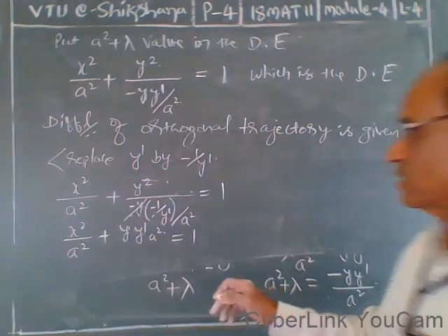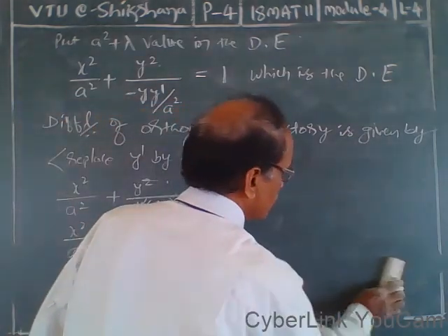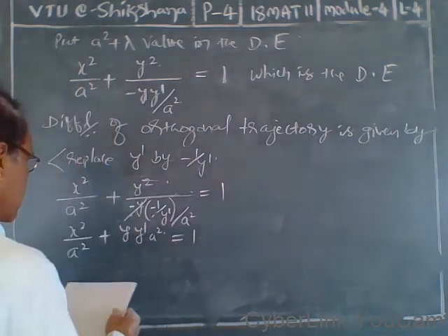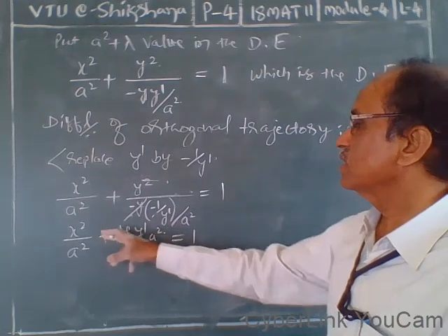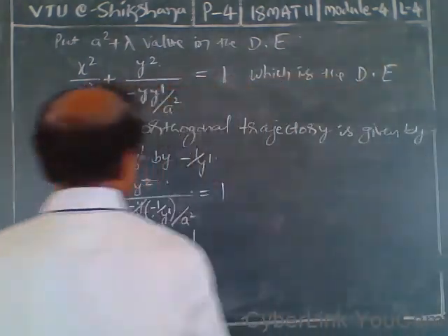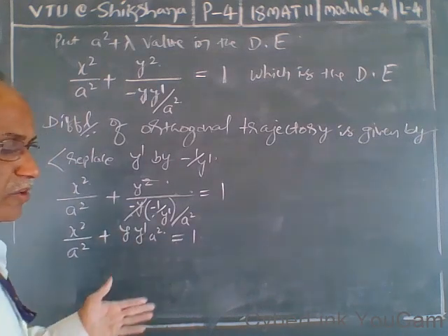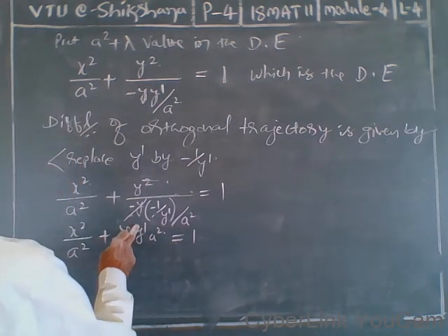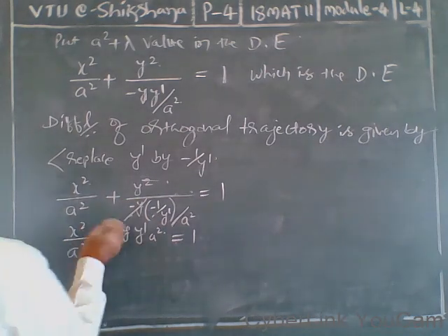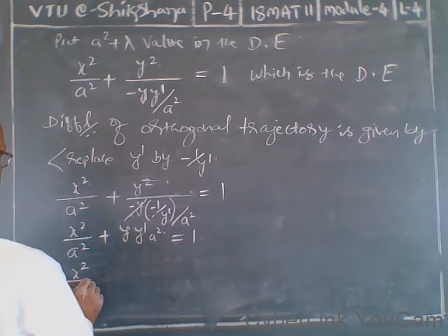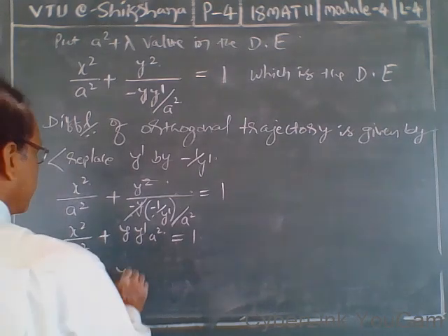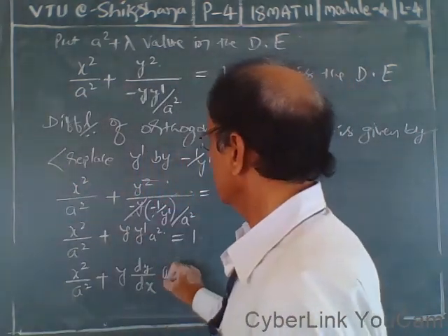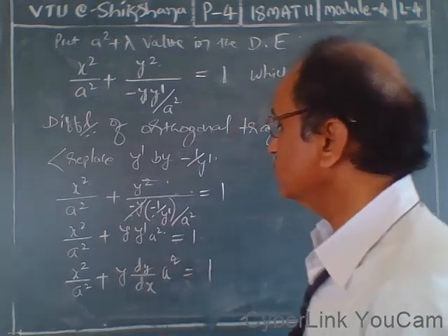Now if you observe the type of appearance, how can you solve this differential equation with y dash and all? You have to arrange this differential equation to your standard form where you can analyze it. Therefore, we can solve this differential equation by writing y dash as dy by dx. Okay. So, x square by a square plus y into dy by dx into a square equal to 1.